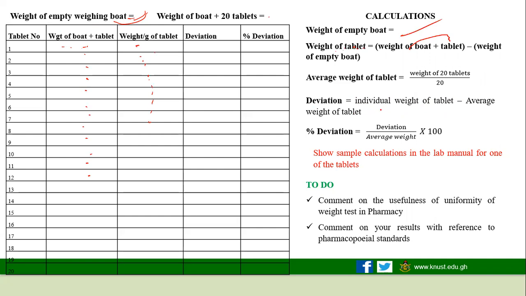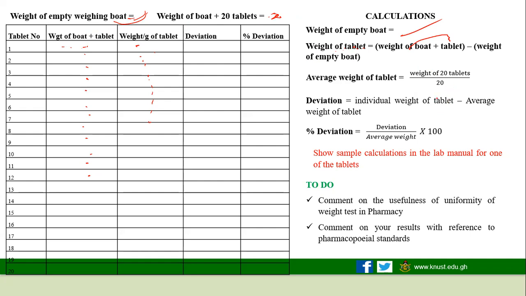Now, how can we get the average weight? After getting the weight of the 20 tablets, you can get it by subtracting the weight of the empty boat from the value here, assuming it's x. Are we following? So you get the weight of the 20 tablets and then you divide by 20.